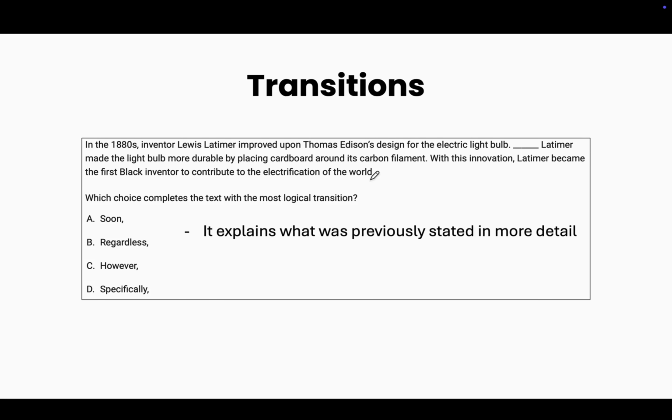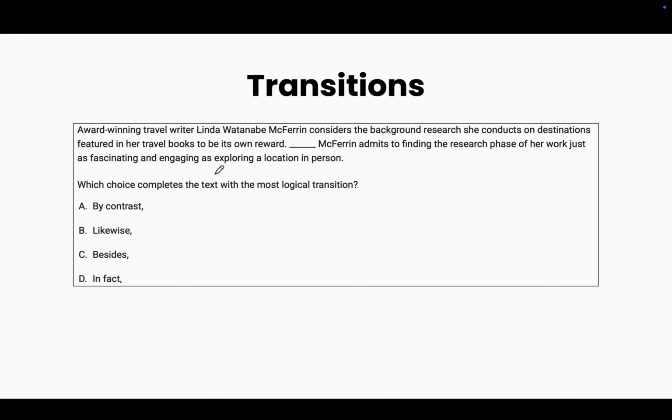So the line after explains what was previously stated in more detail. The first line says Latimer improved the design, while the second line explains how he improved it. So when the sentence gives more specific detail after the blank, we use specifically. That is why you need to know all of the transition words, so you can predict the answer before even checking the choices. Here is one last question. Try to see if you can solve this one.